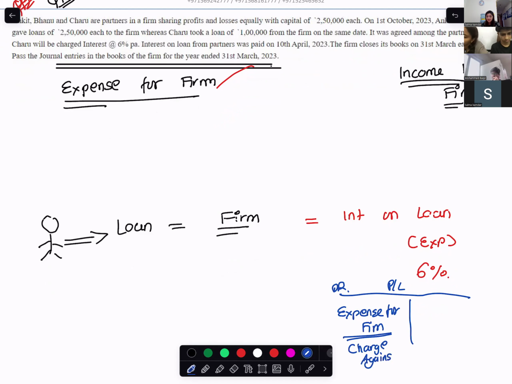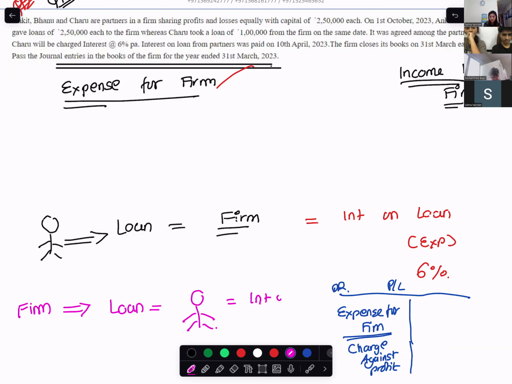Are you with me? Yes. I am continuously repeating these points so that it drills into your brain. It is an expense for the firm. It is a charge against profit. With me? Yes. But if something happens vice versa, that means the firm has given a loan to the partner, so this interest on loan will become what?